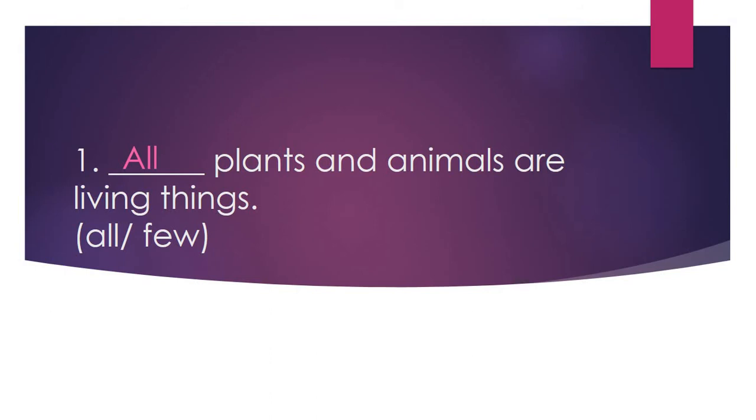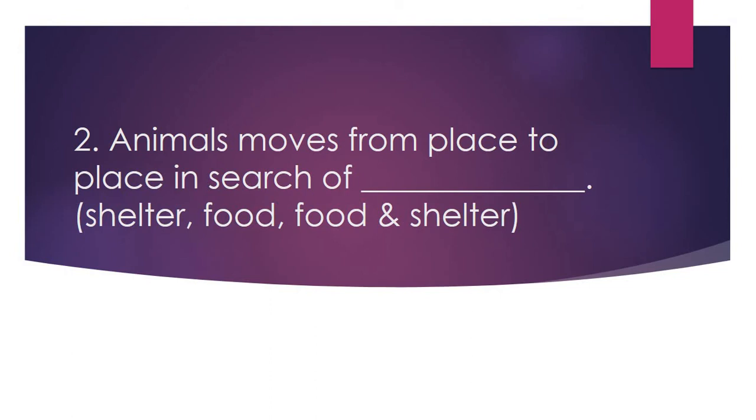In short, put tick mark or cross mark if you have written correct or incorrect answer respectively. I hope you have checked this answer. Let's move to next, number 2. Let me read the question for you. Animals move from place to place in search of dash. Now here three options I have given: shelter, food and shelter. Choose the correct option and fill in the blank. Just write the answer 2 and choose any one option.